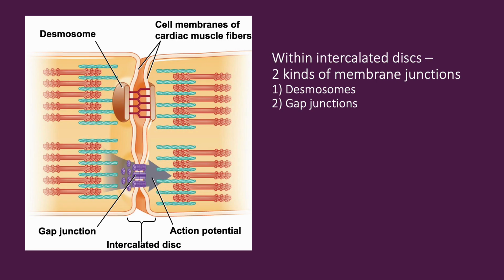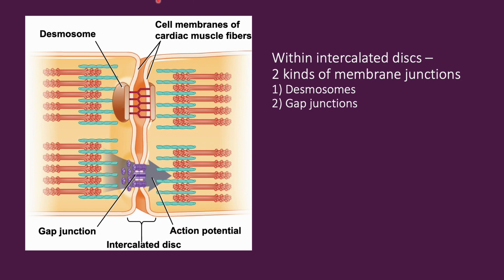Okay, there are two kinds of membrane junctions that we can see at these intercalated discs, or where these cardiac cells, contractile cells, connect to one another. So if we look at this image here, we can see the end of one cell, and that is up next to another cell here. And here are those two types of membrane junctions.